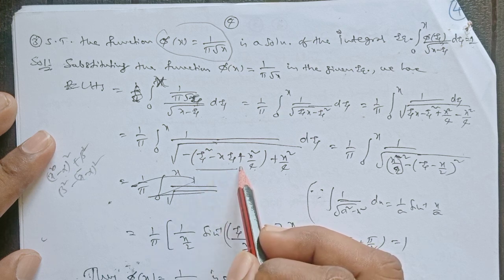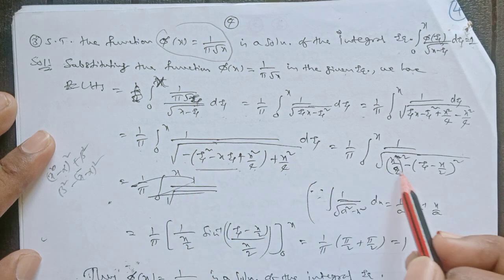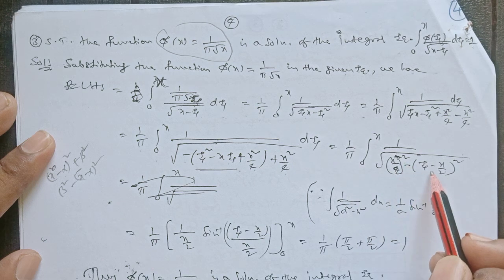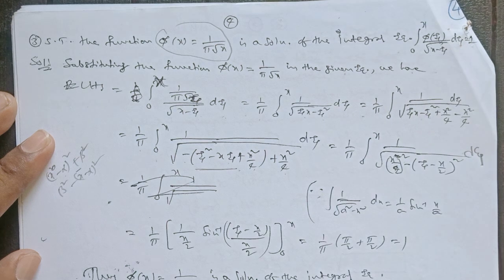Xi minus x by 2 whole square. Already here minus, so this is plus x by 2 whole square minus xi minus x by 2 whole square into d xi. Is that clear?